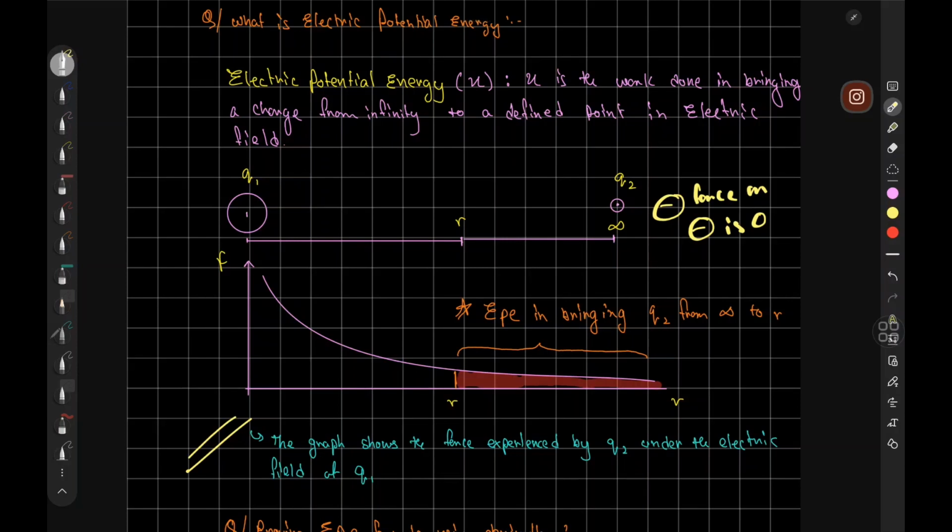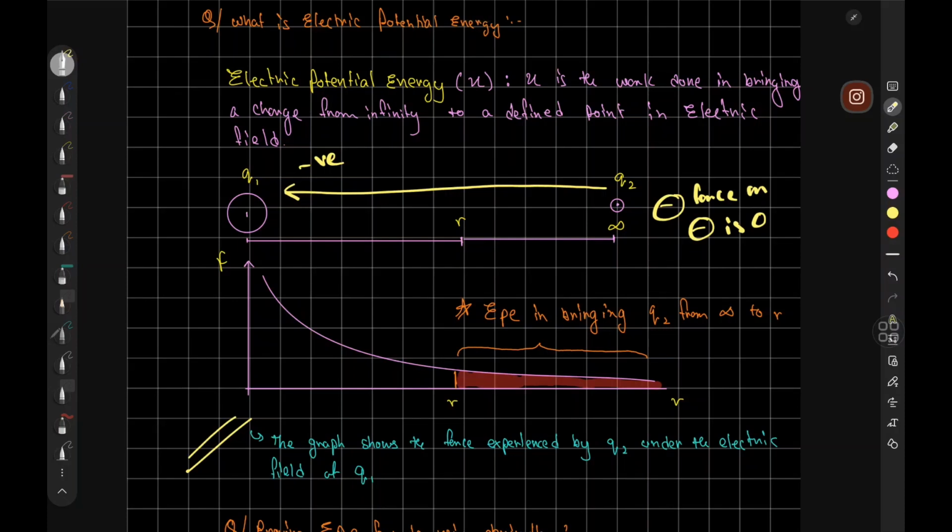However, if you bring q2 near q1, what's going to happen is you're not doing any work on the charge. This field itself is pulling q2 towards it. Agreed? Okay, great. Therefore, as it comes closer to q1, q2 loses its energy from 0 to a negative value. Why? I'll explain it in a moment.